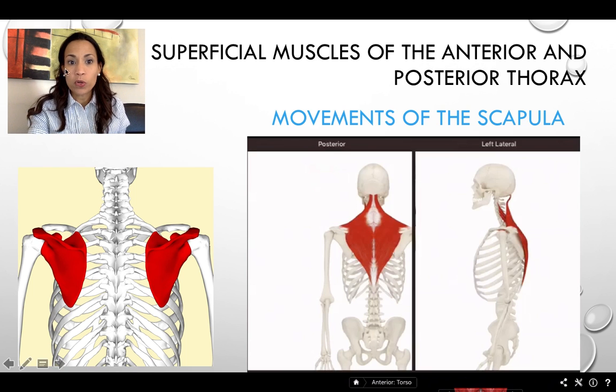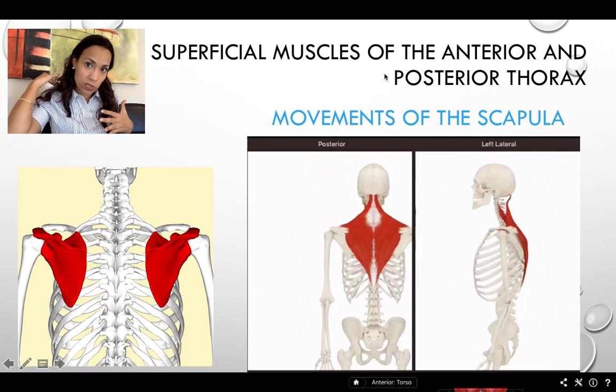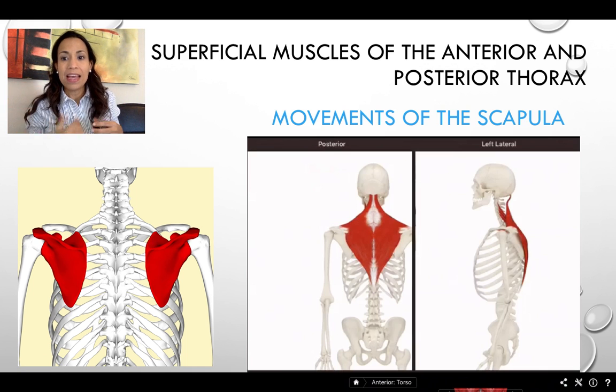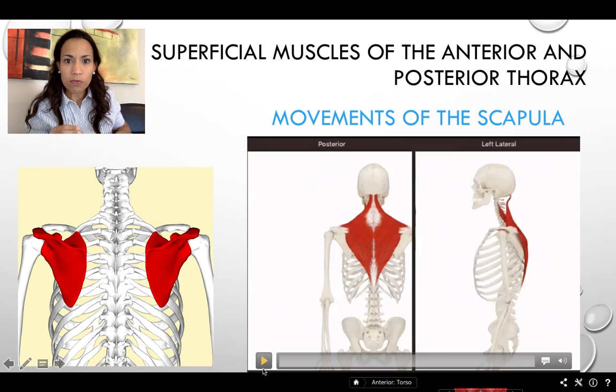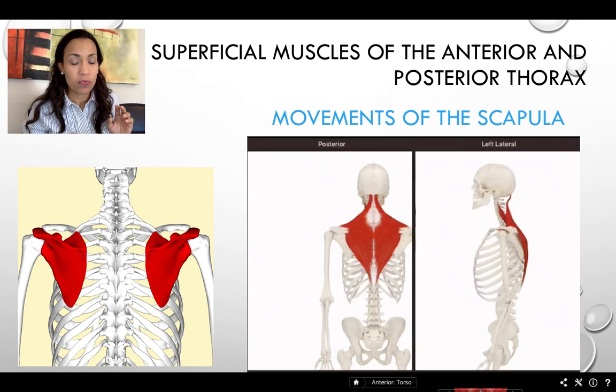For this, we're going to cover the superficial muscles of the anterior and posterior surface of the thorax. All of these muscles, if they're going to move the scapula, need to attach to this bone. Just to remember, the scapula, your shoulder blade, is located on the posterior surface of the thorax. So what are the possible movements? This first slide is just a review. What are the possible movements of the scapula?